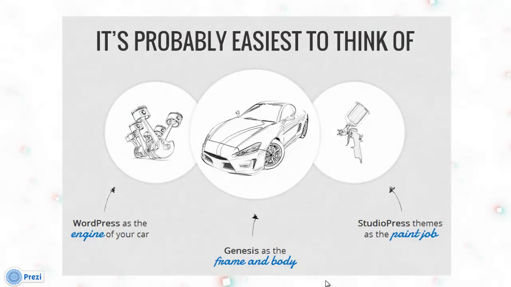And this is right from Studiopress's website. If your website is a car, for example, WordPress would be the engine. The Genesis framework would be the frame and the body, and the child theme would be the paint job.